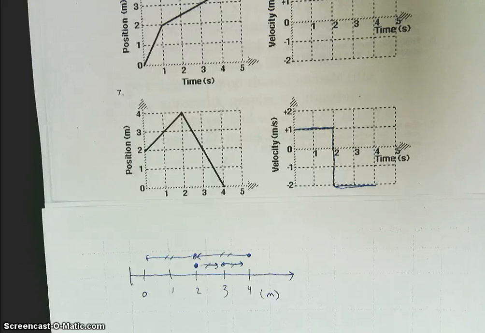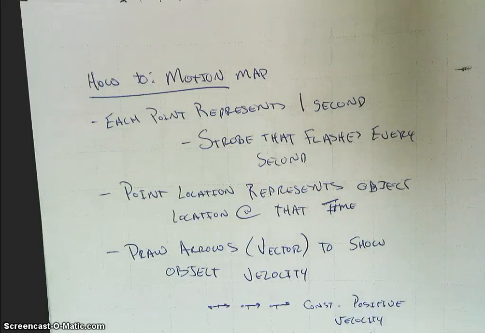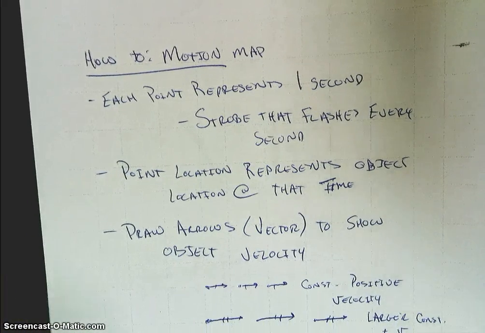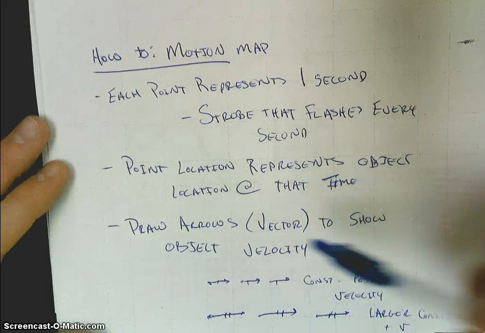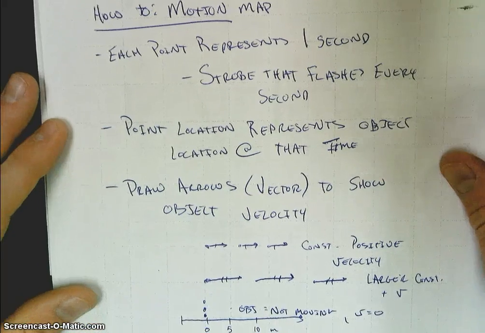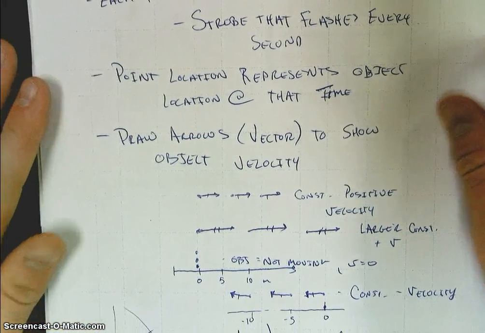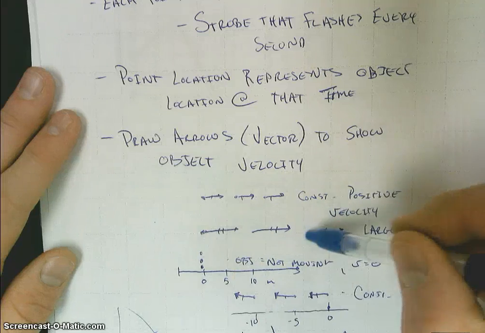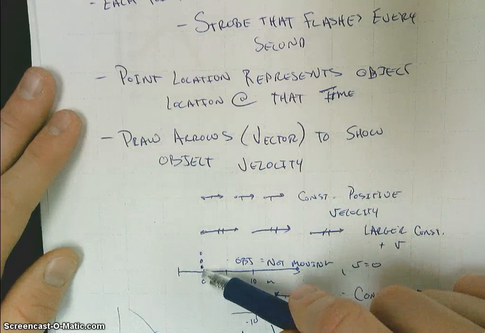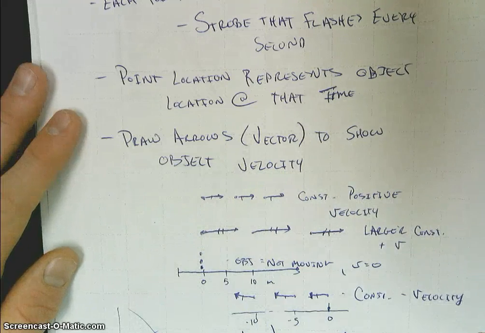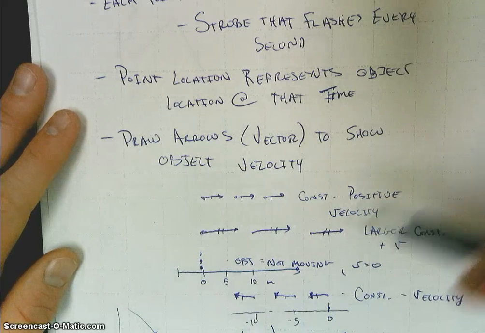Again, just to summarize and go back to the notes. Each point represents 1 second. Pretend it's like a strobe light or a camera flash every single second, and wherever that object is located, that represents where it is in time. Draw your arrows. The vectors represent velocity. Again, some things to refer to: constant positive, larger constant positive. When an object is not moving, we stack the points like that at 0. That's showing a velocity of 0, and then we can also have negative velocities.